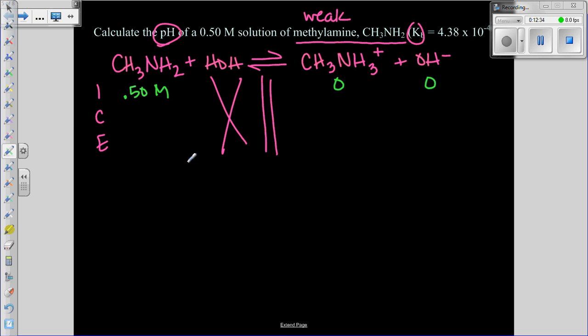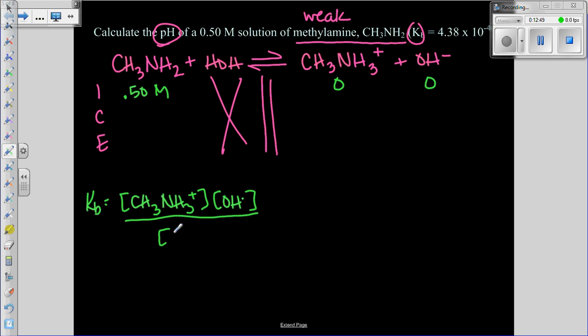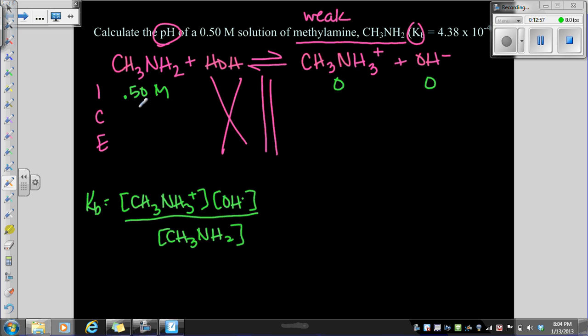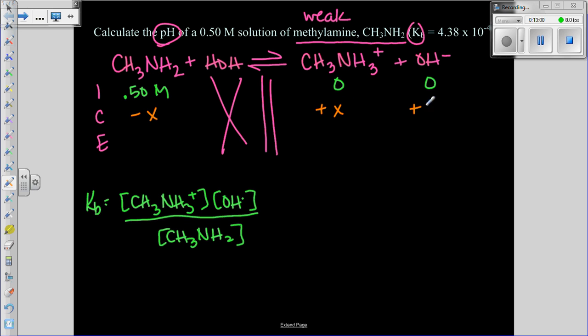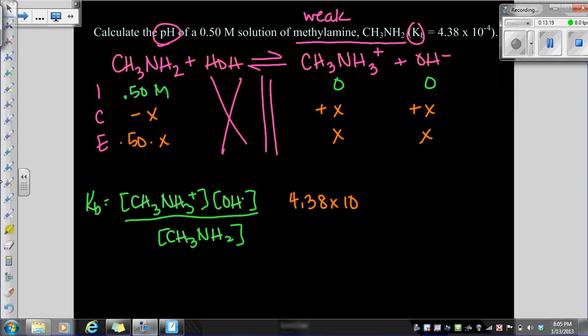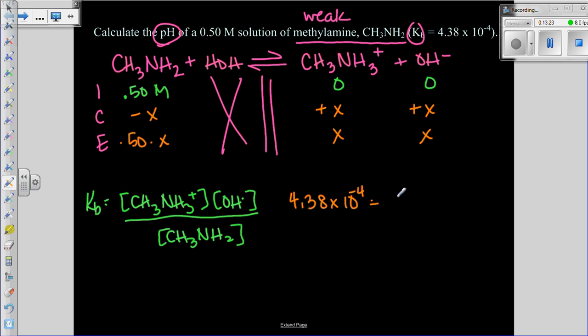And because I have a Kb, I could really write the expression. So I'd have this ion and hydroxide concentrations divided by the methylamine concentration. I have no equilibrium concentration, so that tells me I can use X. The reactant side will go down by X, product side will go up by X. So I'm going to substitute. So 4.38 times 10 to the negative 4 is going to equal, these two are the same, x squared divided by 0.50 minus x.